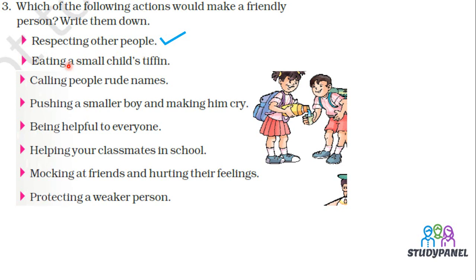The things which we will not do, we will put a cross mark over there. Eating a small child's tiffin, definitely no, you should not eat any tiffin of any other child. Of course, you can share tiffins, but you should not eat it. This is wrong. Calling people rude names, of course, this should not be done. So, cross mark. Pushing a smaller boy and making him cry. So this activity also you should avoid. So cross mark.